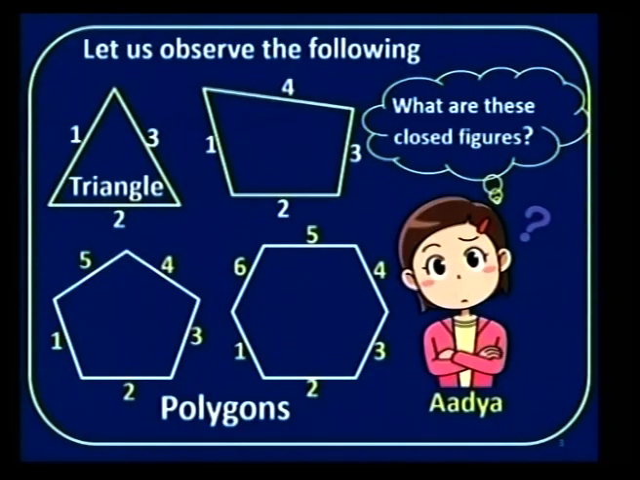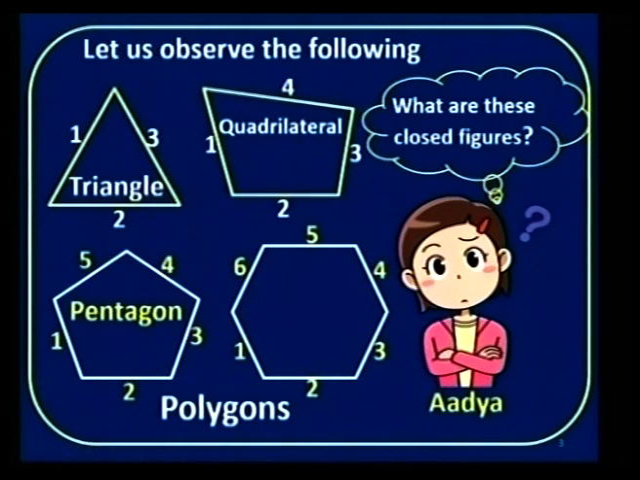Yes, these are polygons. So, polygons are the closed figures which are formed with only line segments. Now, if you observe the first one, we have 3 line segments. So, a polygon with 3 line segments is called a triangle. A polygon with 4 line segments is called a quadrilateral. Children, here you can observe this is a polygon with 3 line segments. We are calling it a triangle. This is a polygon with 4 line segments. We are calling it a quadrilateral.